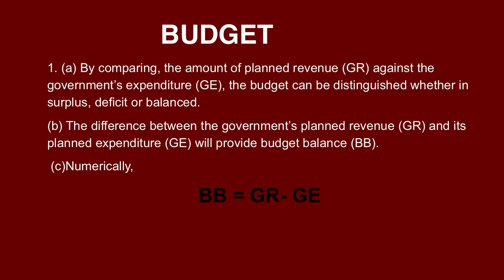If you look at it numerically, in the form of a formula or equation, BB means budget balance, which is equal to planned government revenue minus planned government expenditure.